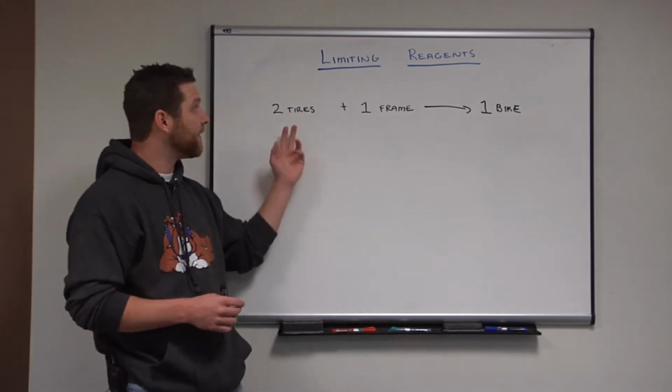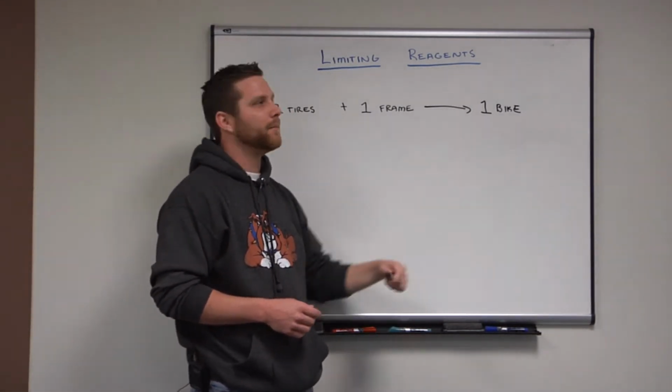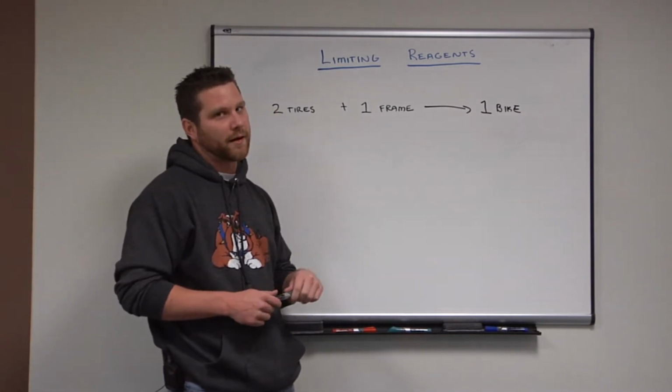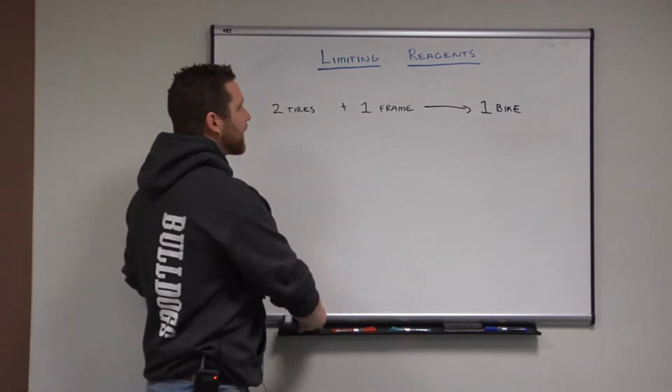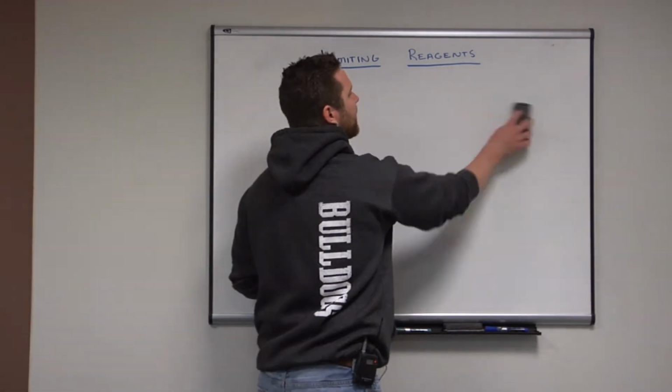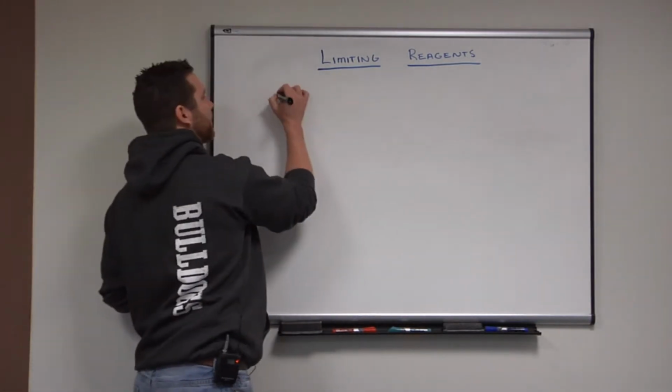Vice versa, if I have 2 tires and 10 frames, I can still only make 1 bike because I run out of tires long before I run out of frames. So that's kind of the gist of what we're doing here. So the chemical formula for this stuff is not too much different than what you just saw. So here's one chemical formula.